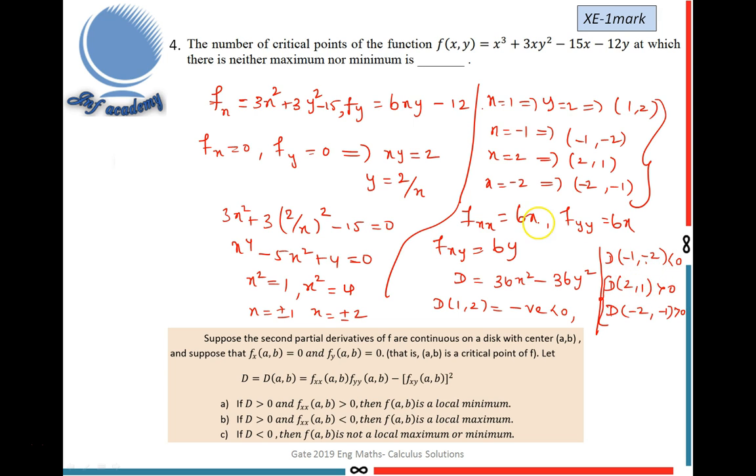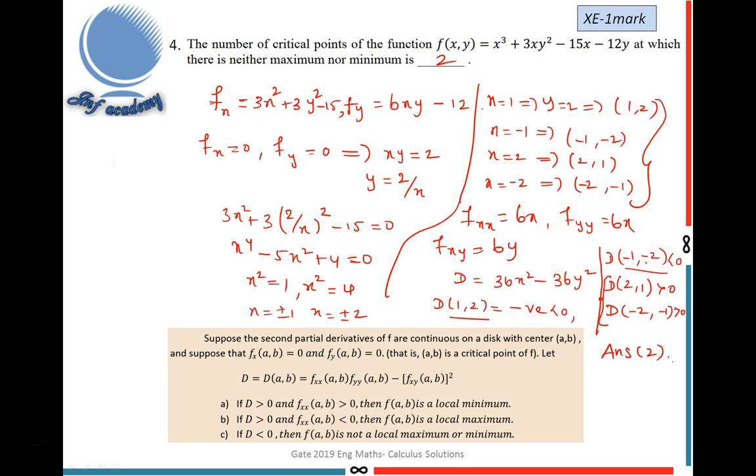So the number of critical points of the function f of x comma y at which there is neither maximum nor minimum is 2, that is 1 comma 2 and minus 1 comma minus 2. At these 2 points f has neither a local maximum nor minimum. So the final answer is 2.